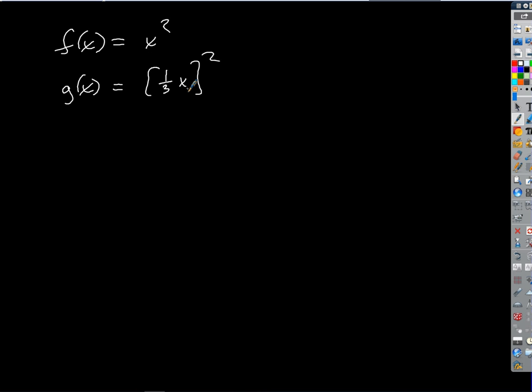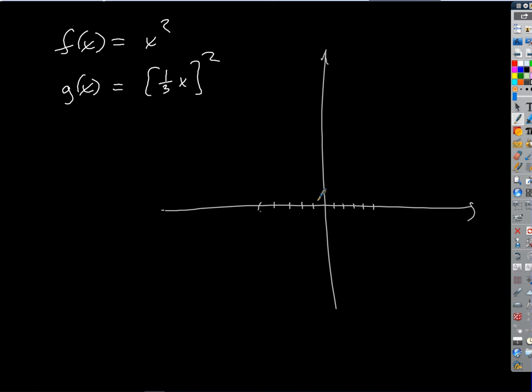Now let's look at a quick picture of this. So if we've got a parabola, so here's my parent graph.